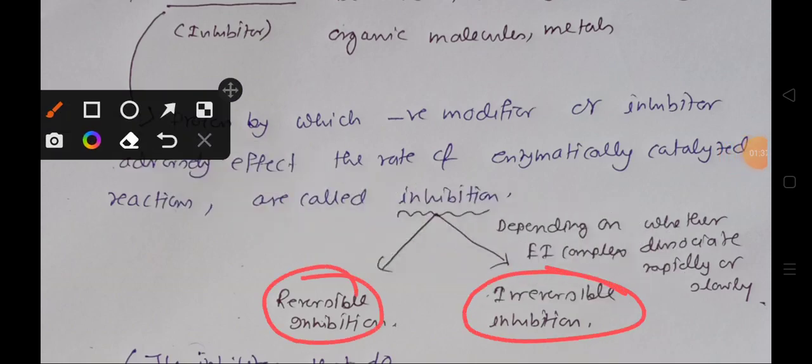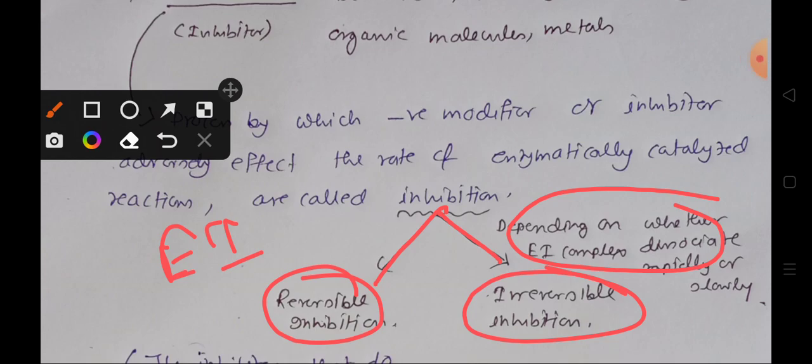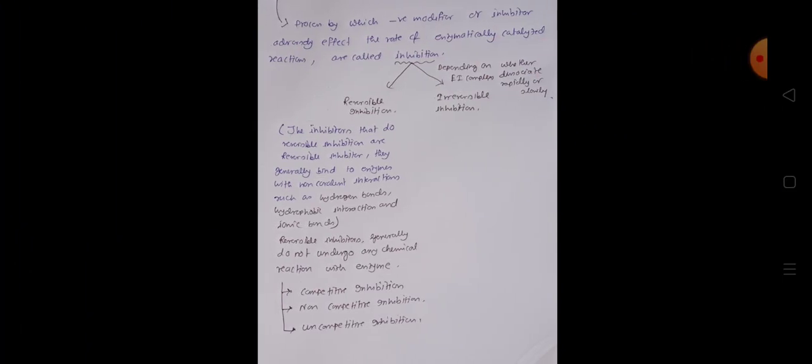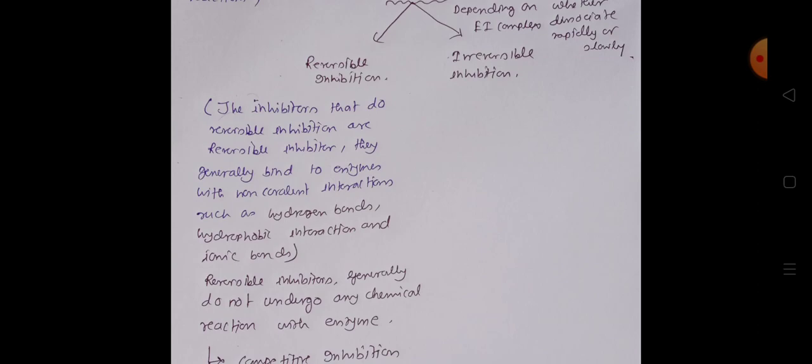The classification of inhibition is mainly done depending on whether the EI complex, meaning enzyme inhibitor complex, dissociates slowly or rapidly. Remember, if the enzyme inhibitor complex dissociates rapidly, we call that inhibition reversible inhibition, and if the enzyme inhibitor complex dissociates slowly, we call it irreversible inhibition, right? So that's the idea. We will start our discussion from reversible inhibition.